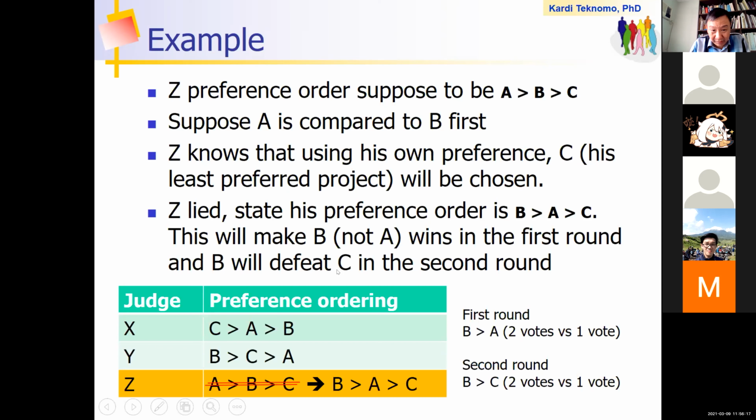So Z here, the actual preference of Z is A larger than B larger than C. That means Z wants A to win, correct? Yes. Okay. Right? Z wants A to win. By lying about his own preference order, Z can make A win.